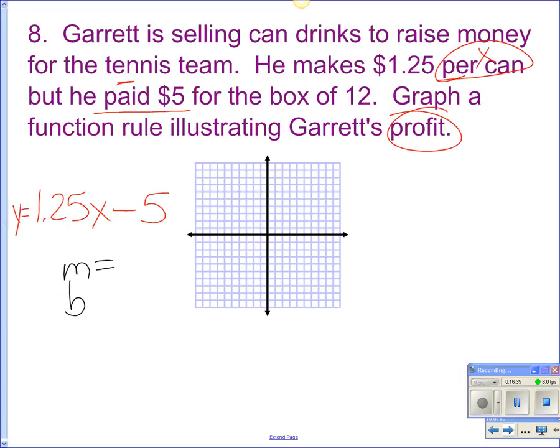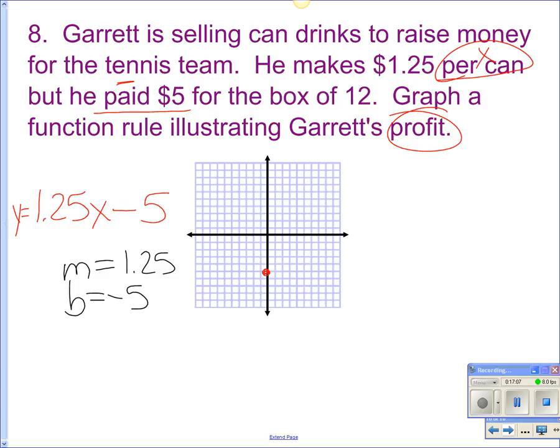Tamara, what's your M? Because it's with the X. And so B is -5. B is -5. Chuck, which one goes on the graph first? So I go down 5. Ladies and gentlemen, you can't do $1.25. Slope always has to be a fraction.